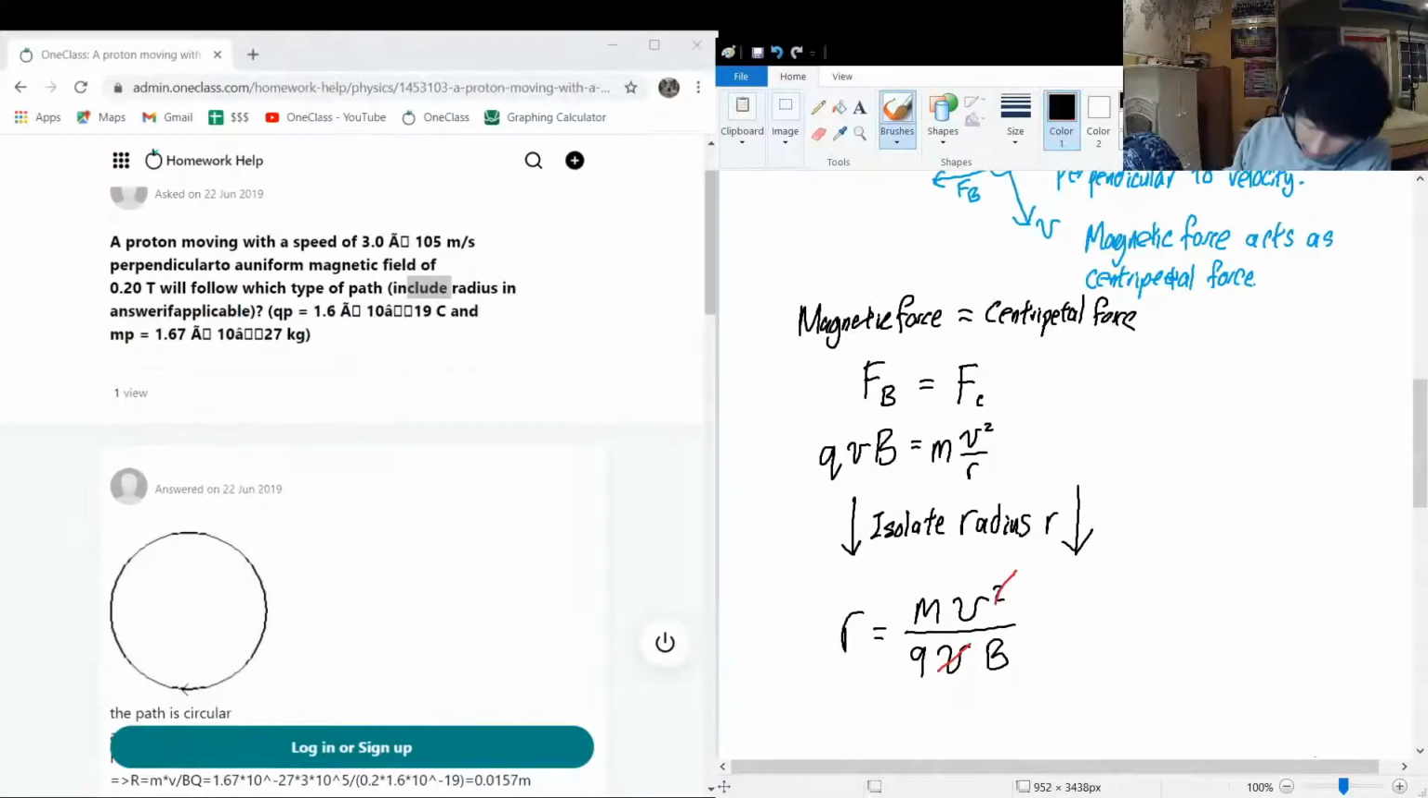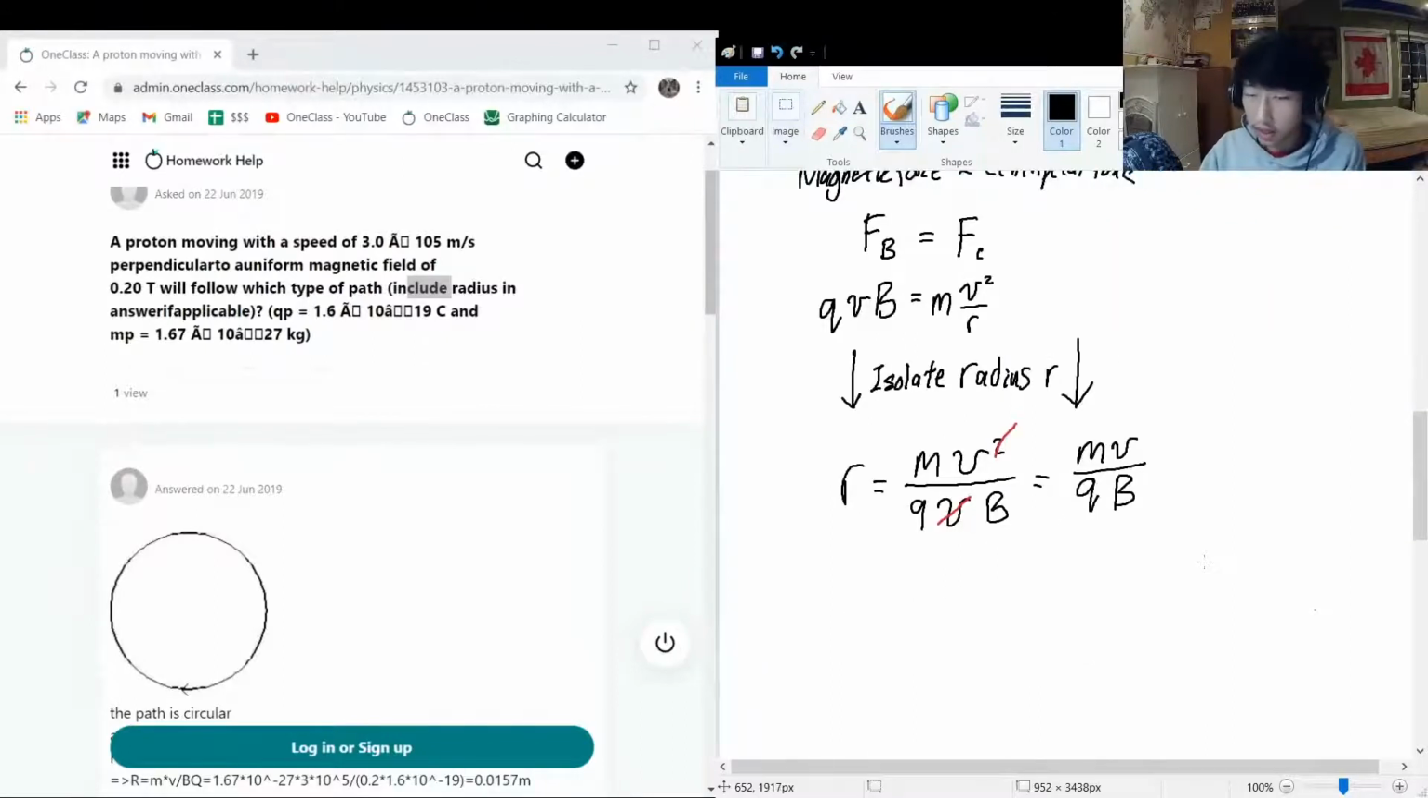So to rewrite this, this is really just mass times velocity over charge times the magnetic field. All right, so now we can just substitute in our numbers and we can call it a day on the radius. What's our m value? We know that it was the mass of a proton, so that's 1.67 times 10 to the negative 27 kilograms.